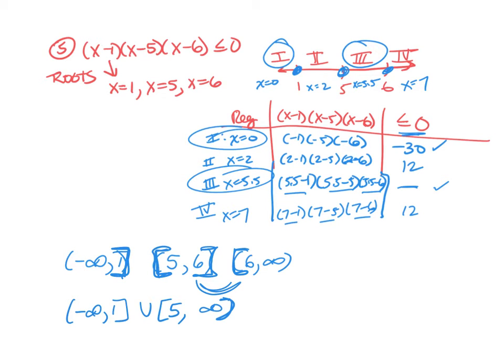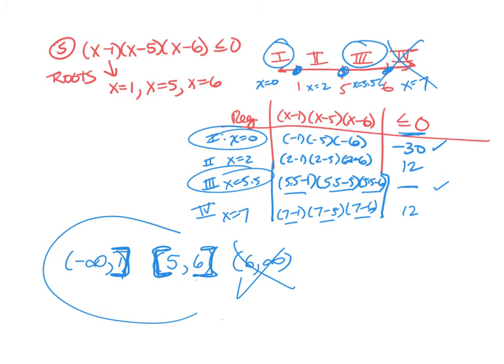Gosh, why did I include region 4? Right? Was that concluded? Ugh, silly me. So no way. This guy's not included. This guy's not included. I'm not really sure why my brain slipped there. But 6 to infinity is not included. So it's just this.